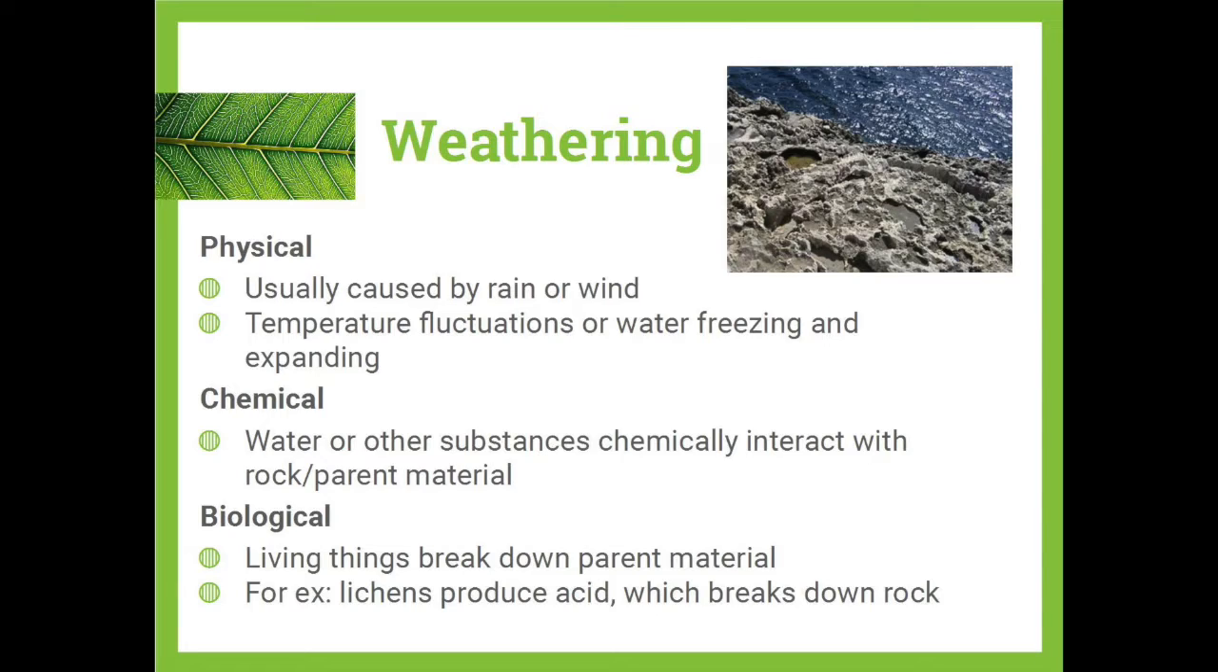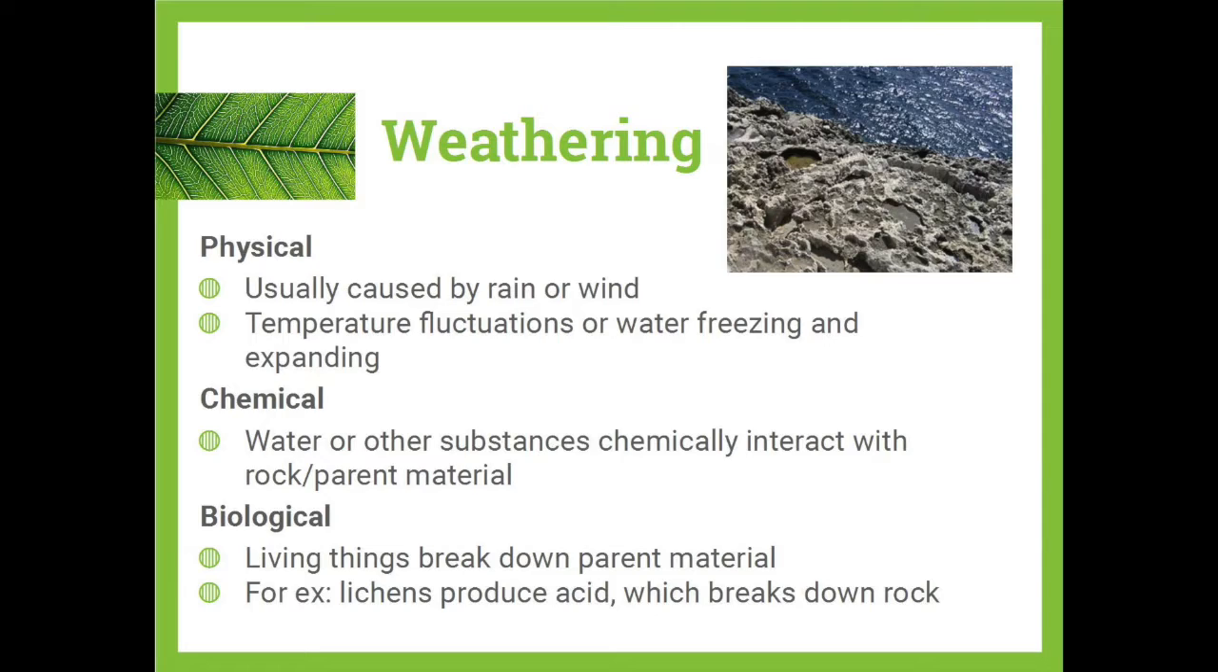Physical weathering is basically any process that breaks rock down into smaller pieces without changing the chemistry of the rock. The forces that are responsible for this are typically wind and water. Chemical weathering occurs when chemicals interact between water and other atmospheric gases. For example, rust, which forms when iron and other metallic elements come into contact with water.